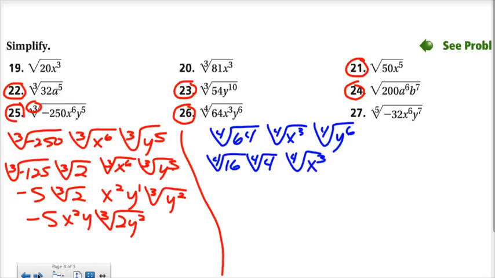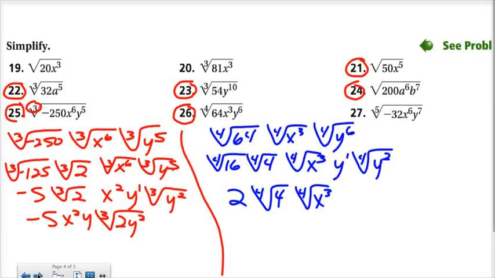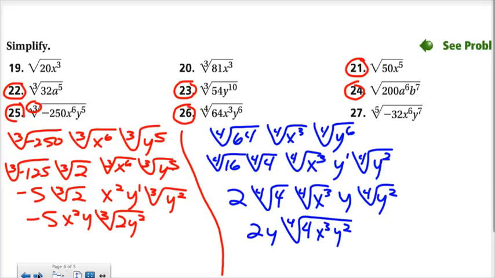Pardon me, 4 won't go into 3 even once. But 4 does go into 6 once, just with an ugly remainder of 2 back there for that y to the 6th. So in the front, the 4th root of 16 is 2. We had the 4th root of 4, can't do anything else with that, or at least this book doesn't ask you to. Then we have the 4th root of x to the 3rd, and then we have a y, and the 4th root of y squared. And again, this book tells you to just leave that as it is. So I put the pretty stuff out front, the 2 and the y, and all the ugly stuff goes underneath the ugly radical symbol right there.